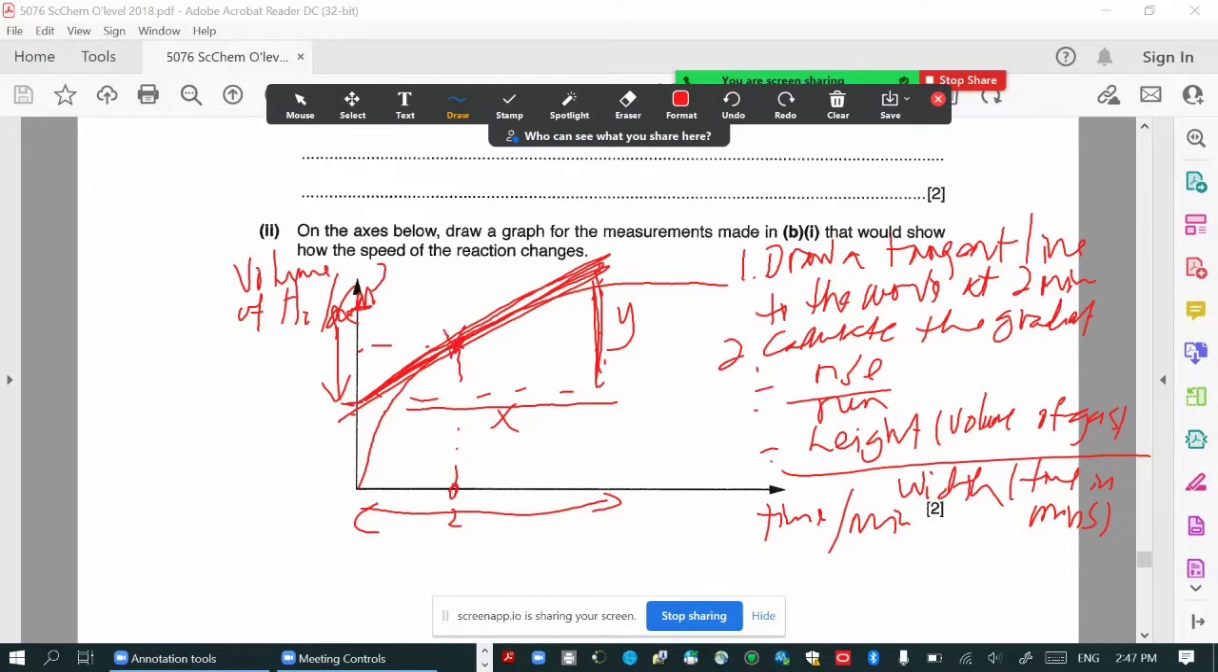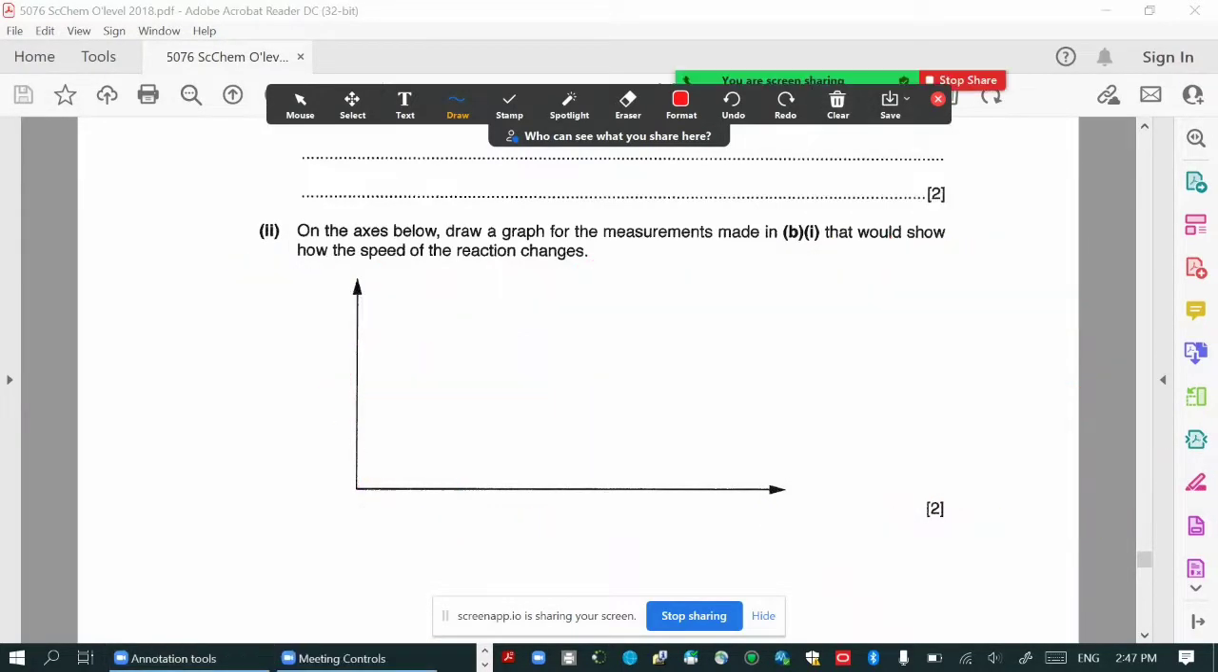Now, what if the question says, describe how you would use your graph to determine the speed of the reaction in the first 2 minutes? How about in the first 2 minutes instead of at 2 minutes? So the keyword is in the first 2 minutes. So I erase this. Let's say the question says in the first 2 minutes, and let's say this is 2 minutes. In the first 2 minutes would be this divided by this, from time equals 0 to time equals 2. That would be in the first 2 minutes.